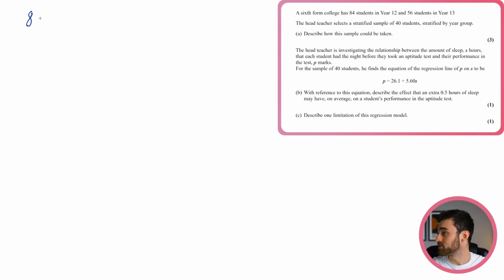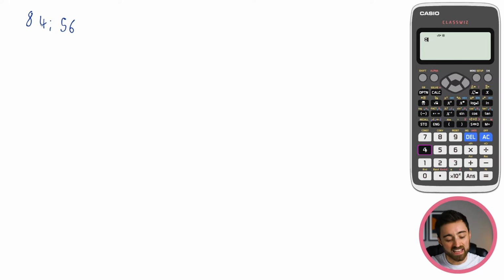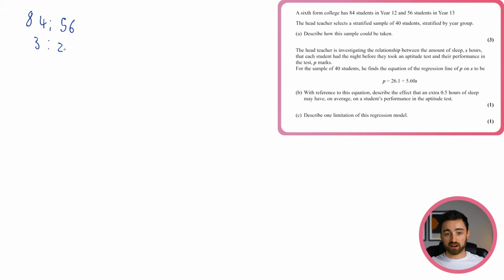How many have we got? 84 and 56. This is the ratio of Year 12s to Year 13s. Let's simplify this. Just do 84 divided by 56 in your calculator. That's 3 over 2, meaning the ratio is 3 to 2. Now this needs to be 40 students big. So essentially, this is like in GCSE where Alice and Bob share 40 quid in the ratio 3 to 2.